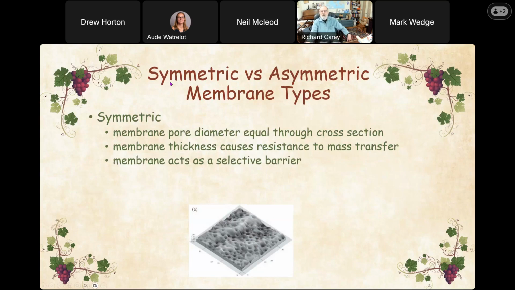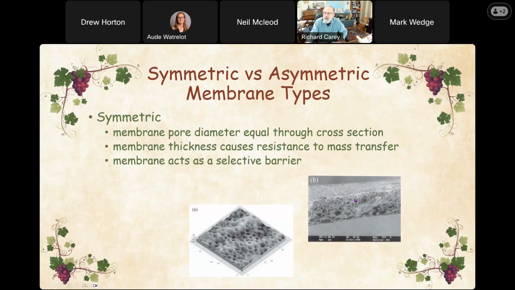So what do these membranes look like? There are symmetric and asymmetric membrane types. A symmetric membrane is one where the pore diameter is equal throughout the full cross-section of the material, and the pore size gives you a resistance to the mass transfer, acting as a selective barrier so that particles that are larger than the pore size won't get through. And this is a cross-sectional area of what the membrane can look like, and it's fairly uniform across the cross-sectional area. So this is a symmetric one.